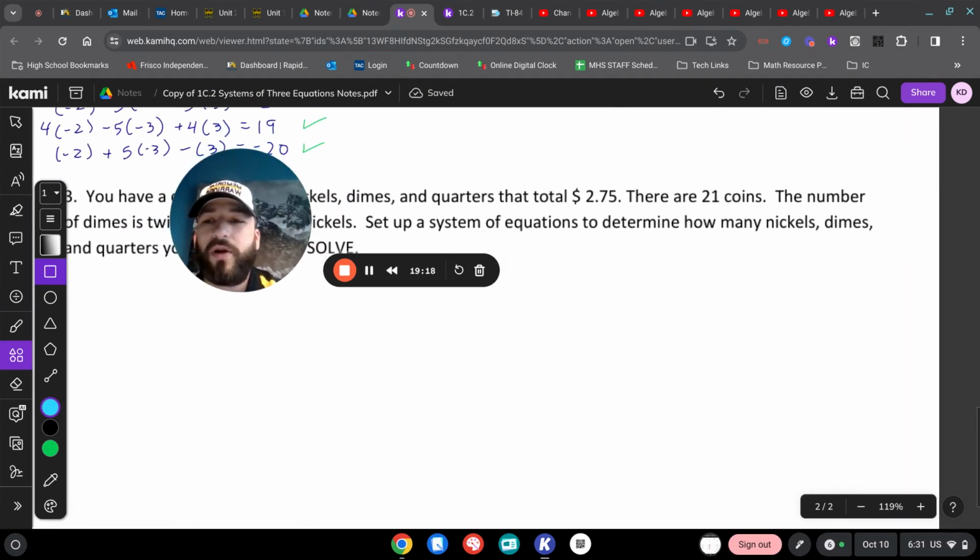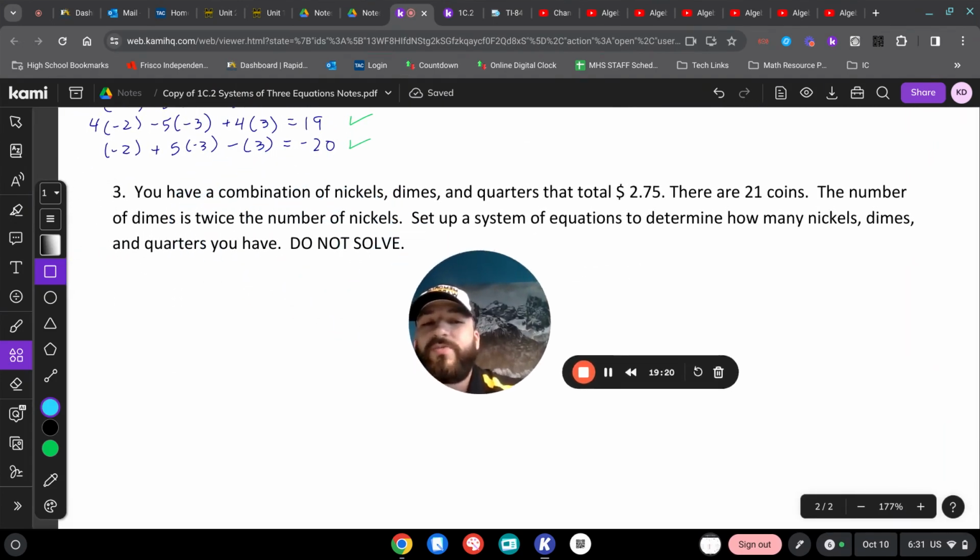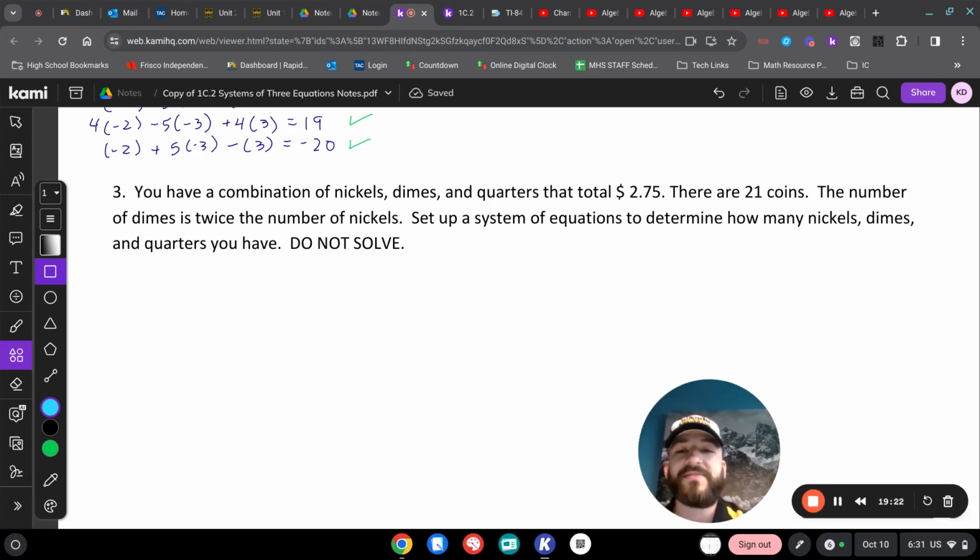Number 3 is a word problem. And the big thing with these word problems, sometimes you'll have to solve them, sometimes you won't, but a lot of times you have to decide your own variables. So let's look at number 3. You have a combination of nickels, dimes, and quarters that totals $2.75. There are 21 coins in total. The number of dimes is twice the number of nickels. So we want to set up a system of equations to determine how many nickels, dimes, and quarters you have. And we are not going to be solving this one. We're just going to be writing it.